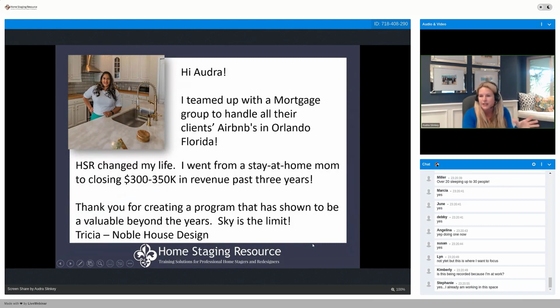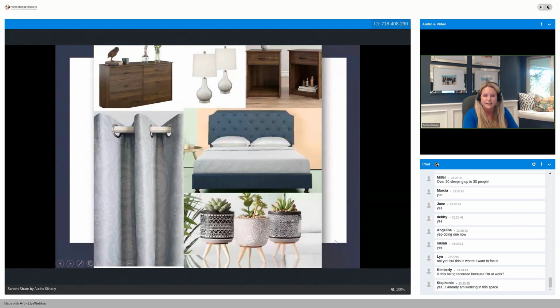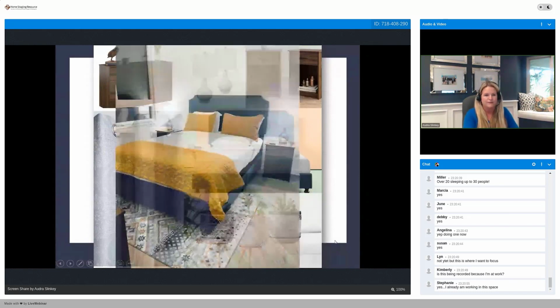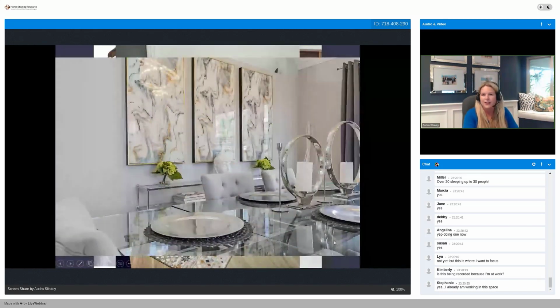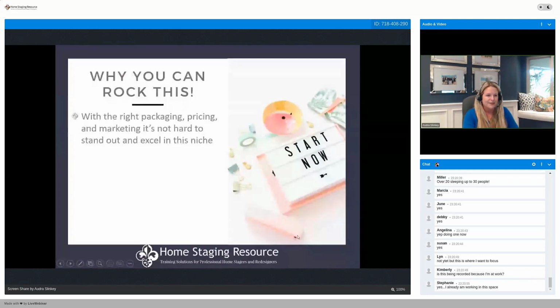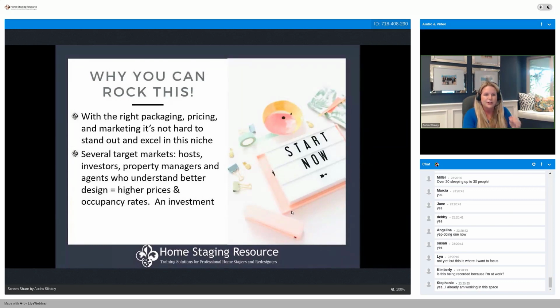So there's so much need here for partnerships if you're doing this. Here's some of her work. She creates the concept board for the room, gives them the vision, and then they go with it. I love that. So with the right packaging, pricing, and marketing, which we're going to talk about a little bit, it's not hard to stand out and excel in this niche. Good. I love it. Several target markets. So when we talk about target markets, this is what I love about it. You can obviously approach just the average host, the host that has the onesies.